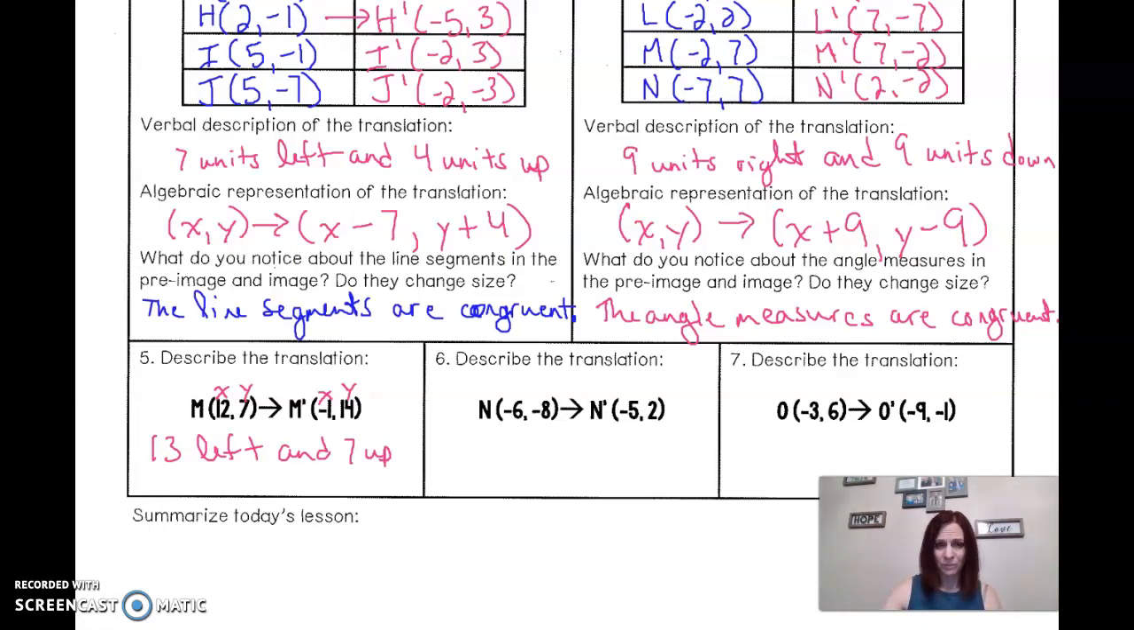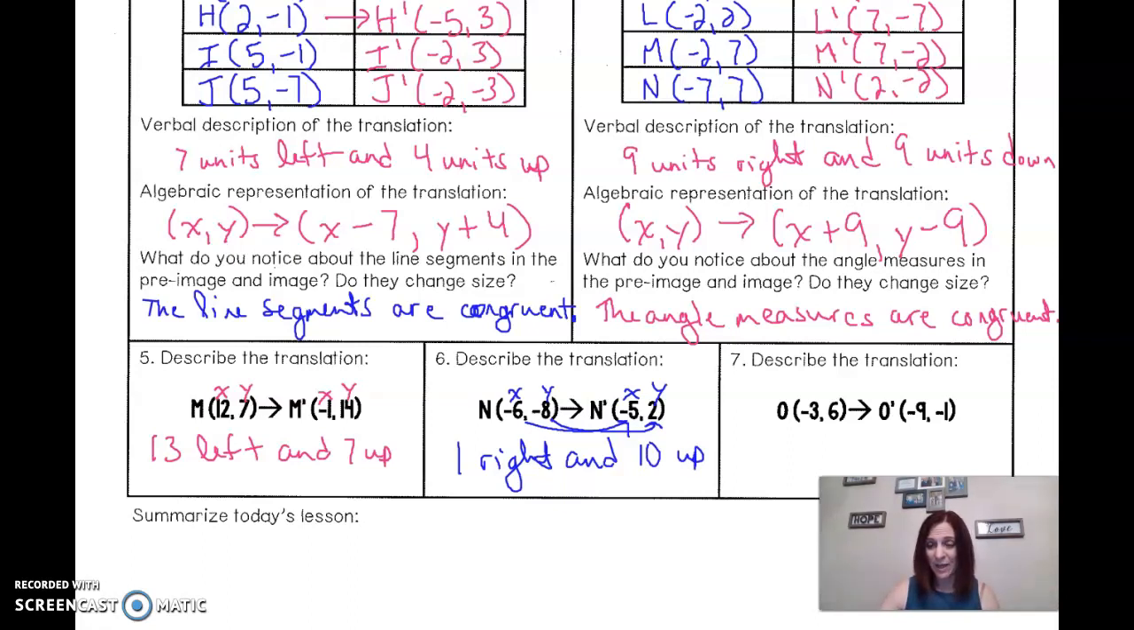Okay, how about this one? If I'm at negative 6 and I go to negative 5, what do I do to negative 6 to get to negative 5? Move 1 to the right. Or I add 1. Now, what do I do to negative 8 to get to negative 2? Or I'm sorry, get to positive 2. What do I add to negative 8 to get to 2? I add 10, which would mean we'd move 10 units up.